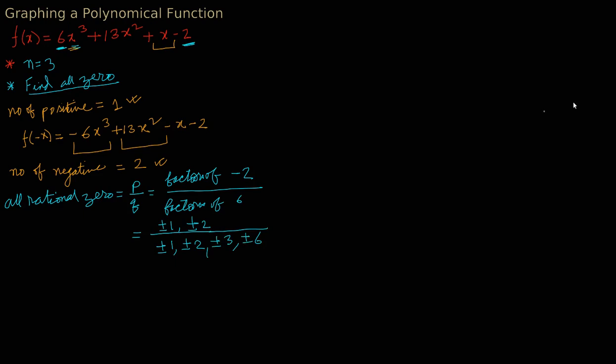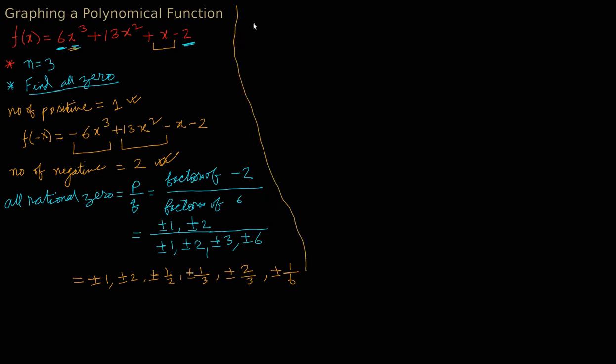All right, so if I write down all the possible rational zeros, I find plus or minus 1, plus or minus 2, plus or minus 1/2, plus or minus 1/3, plus or minus 2/3, and plus or minus 1/6. So these are all my possible rational zeros. Now I'm going to test them one by one. Which one am I going to start with first? The negative ones. Remember, I can have two negative real zeros. So let us test negative one first.